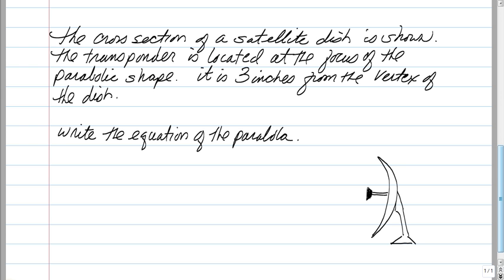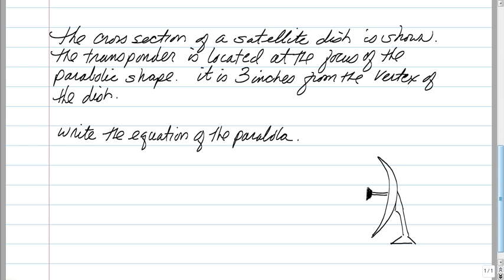Now, this is going to be one of those examples where I can tell you why understanding conic sections is a pretty important thing. A satellite dish is not designed like a parabola just because some guy thought it would be fun. It actually has a purpose. The focus is a very important part of a parabola. So, we have this parabolic shape. We know it's opening up sideways, so we know it's going to be x equals something.